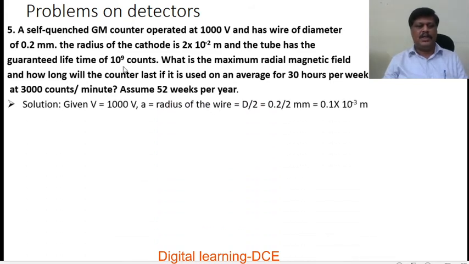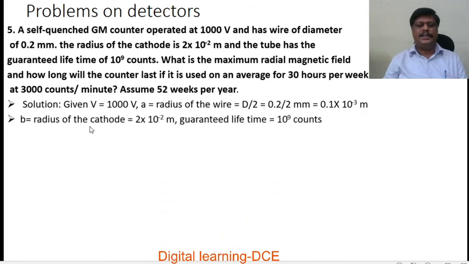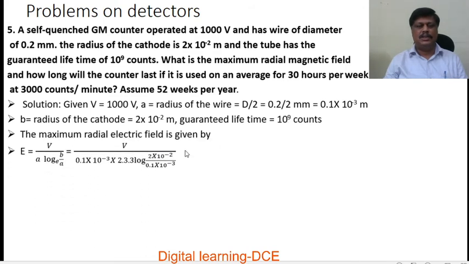Solution. Given V is equal to 1000 volt. A, the radius of the wire, is equal to diameter by 2. The diameter is 0.2 millimeter, so 0.2 over 2 millimeter is equal to 0.1 into 10 power minus 3 meter. B, the radius of the cathode, is 2 into 10 power minus 2 meter. The guaranteed lifetime is 10 to the power of 9 counts. The maximum radial electric field is given by E is equal to V over A into log e B by A. This is the working condition for the GM counter.